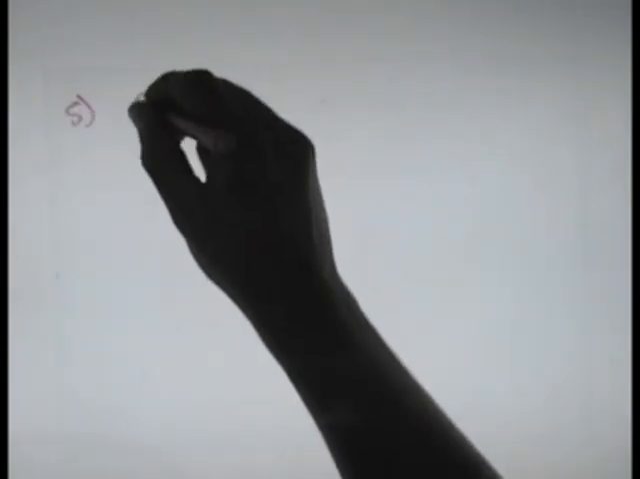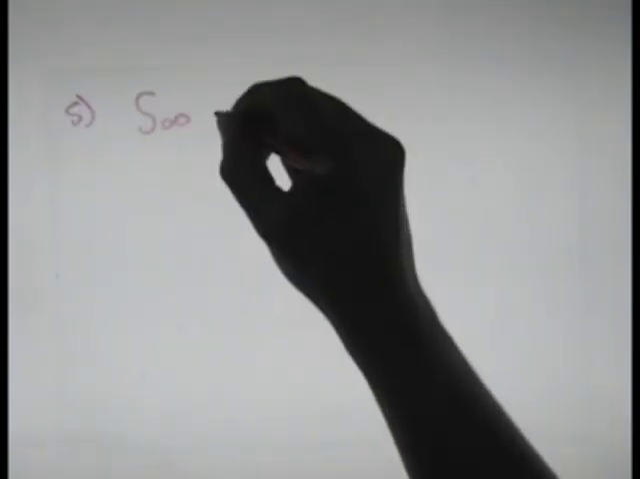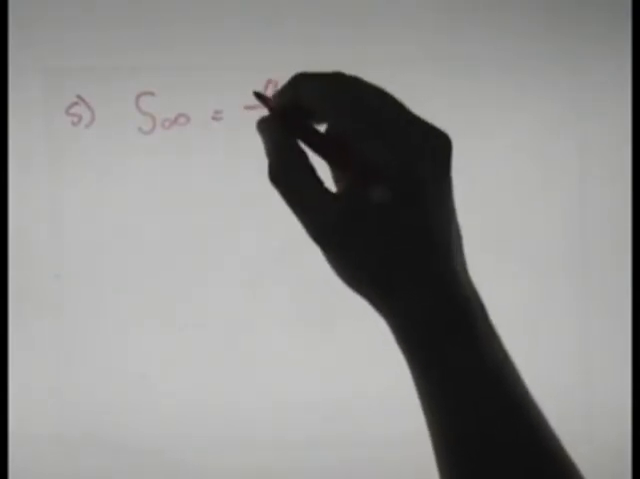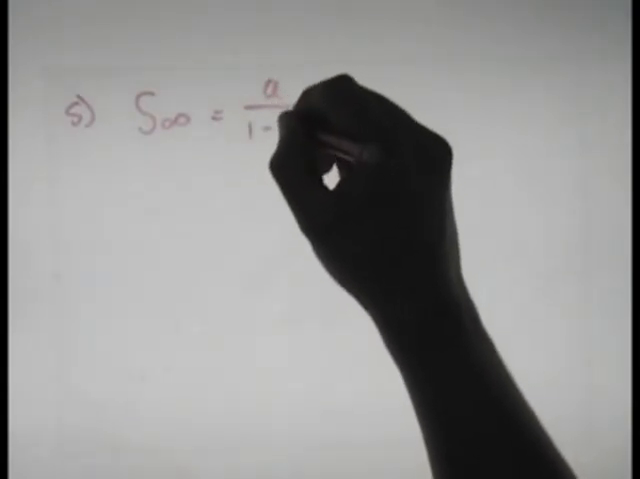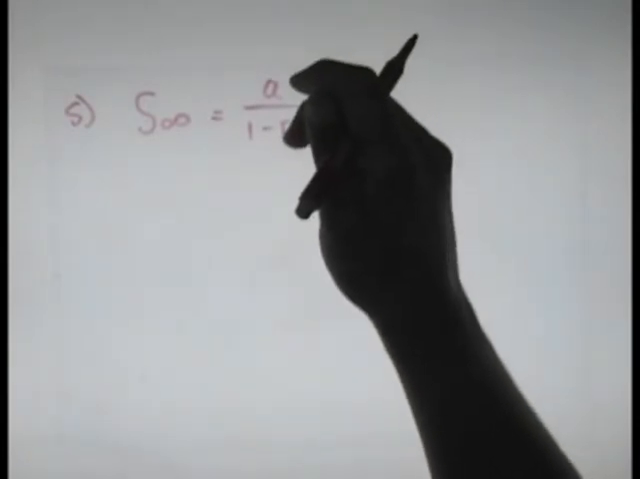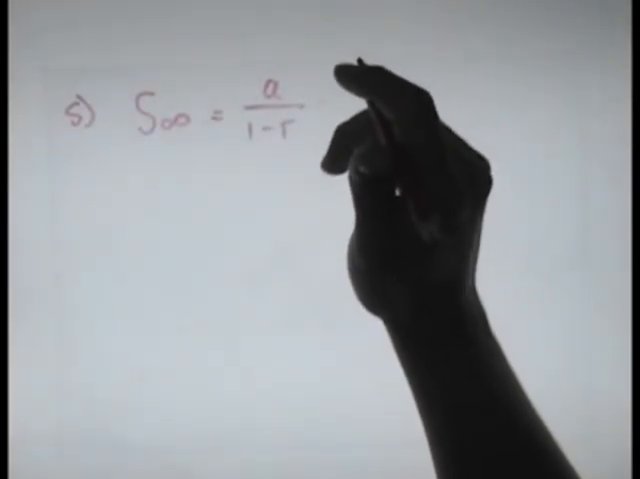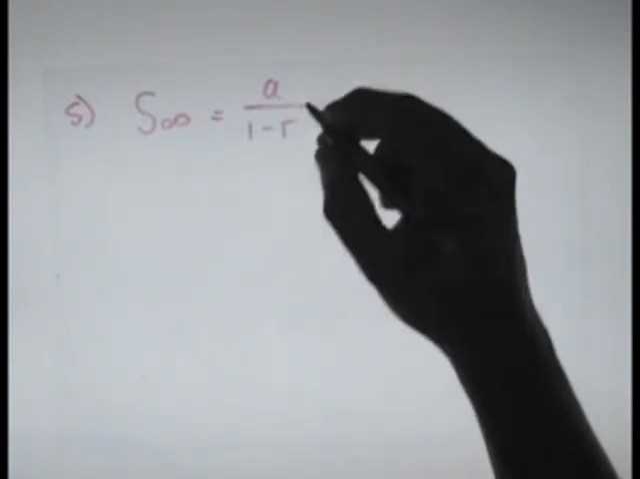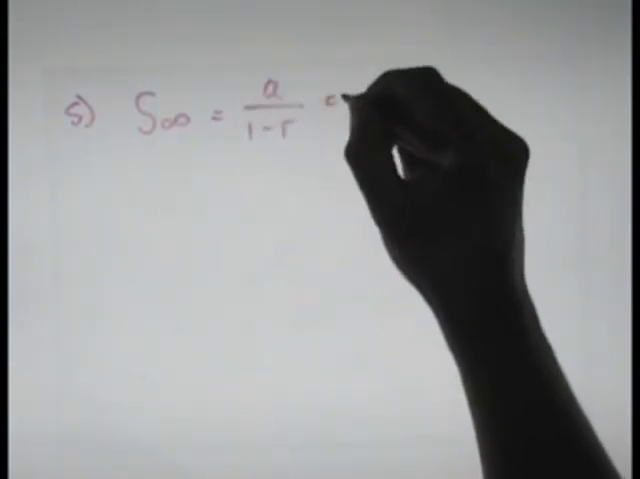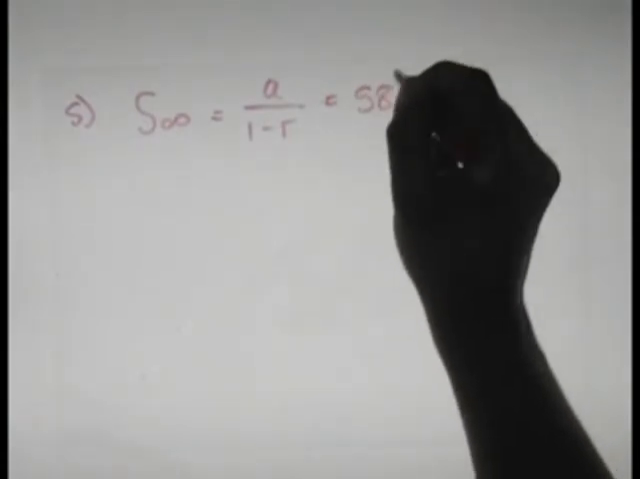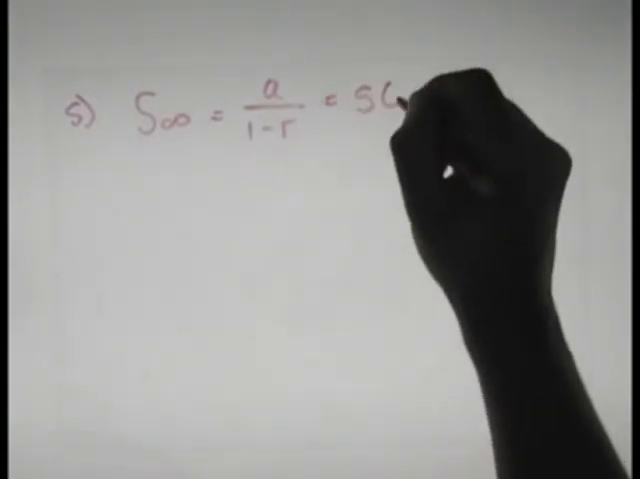The last one I gave you to do said that the sum to infinity of a geometric series is 56. The first term is 8. Find the common ratio. Now all I'm going to do there is put it into notation. Sum to infinity I know is equal to a over 1 minus r. We know that the first term is equal to 8. We also know that the sum to infinity is equal to 56.